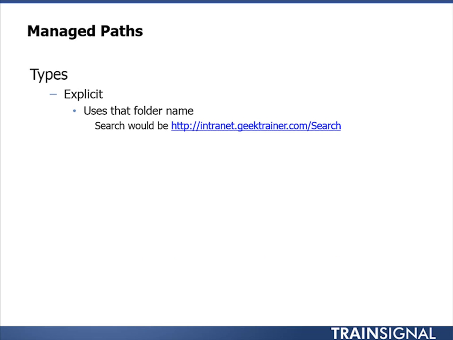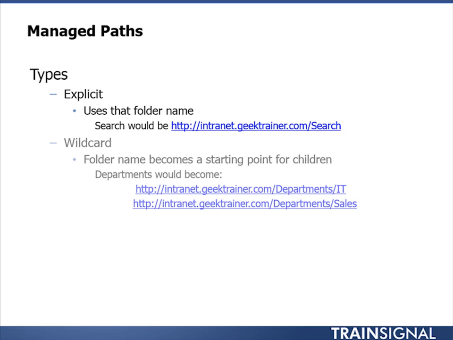With an explicit managed path, what's going to happen is that the subfolder name that we create becomes the available name for the site collection. So if I created an explicit path and I called it search, then I could place a site collection at that location, and it would then be, let's say for example, http://intranet.geektrainer.com/search.